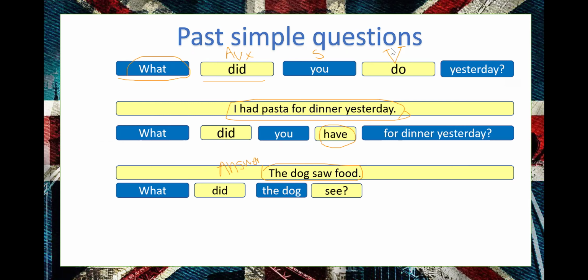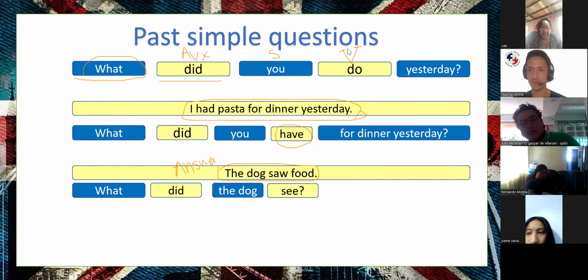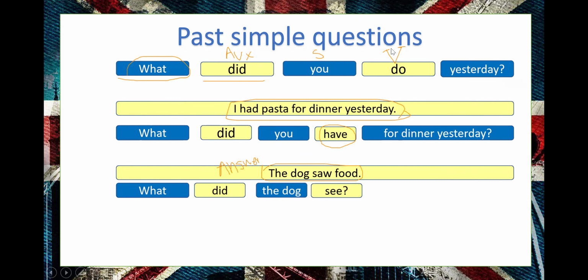The dog saw food. El perro vio comida. The dog saw food. What did the dog see? ¿Qué vio el perro? Okay, what did the dog see?